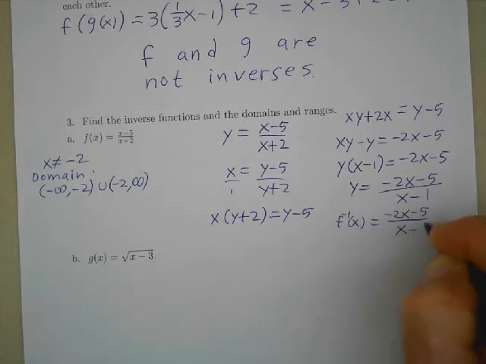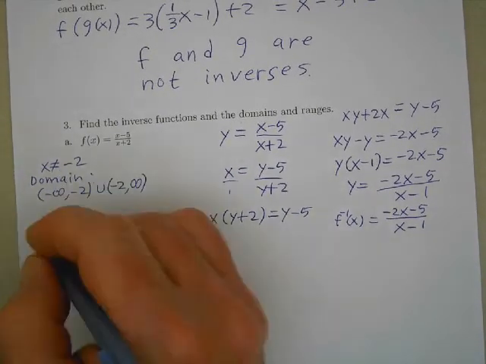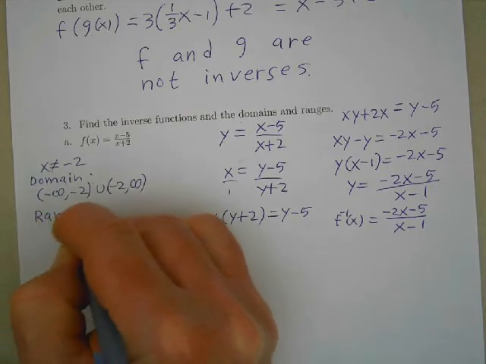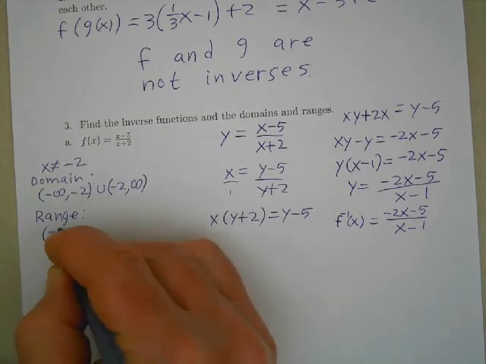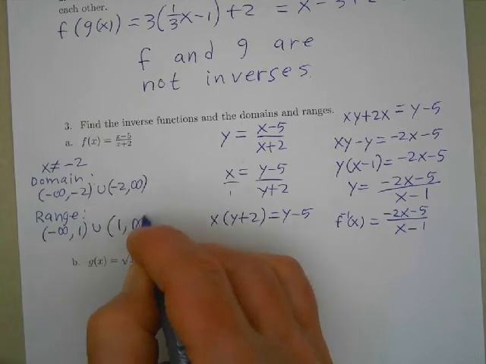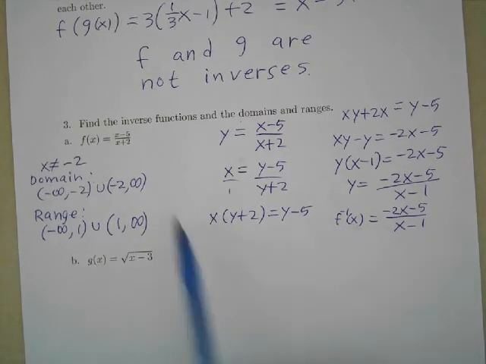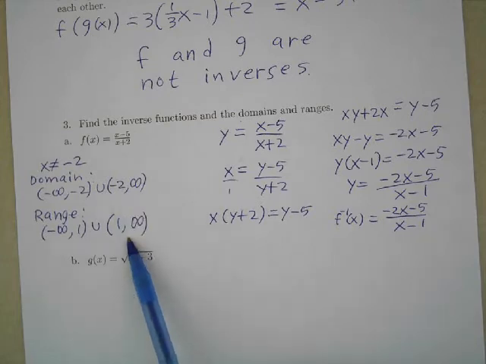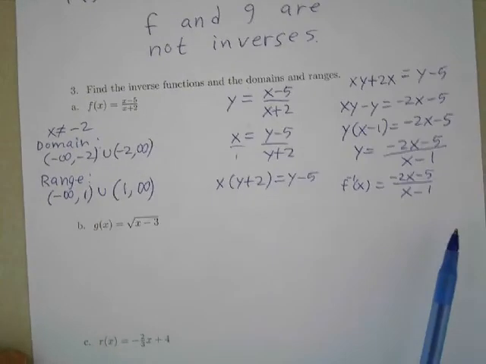So one thing to remember, the domain of f inverse is the same as the range of f. So the range of f is every real number except 1. So negative infinity to 1, parenthesis, union, parenthesis 1 to infinity. And so the range of f inverse is the same as the domain of f. Since I'm running out of space here, I'll just leave it at that. Move on to the next example.